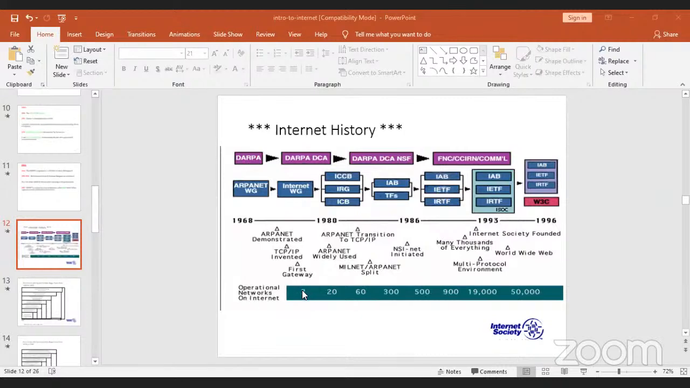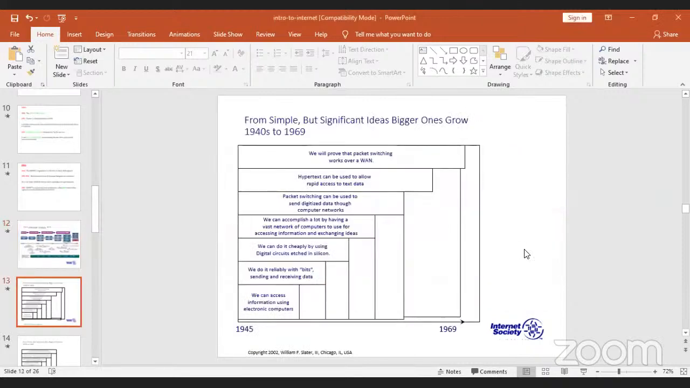First, we have 3 networks. Later, it gives like 20 networks, 60 networks. So around 1996, we had like 50,000 networks on the internet. So this is another diagram to explain to you what happened all this while.